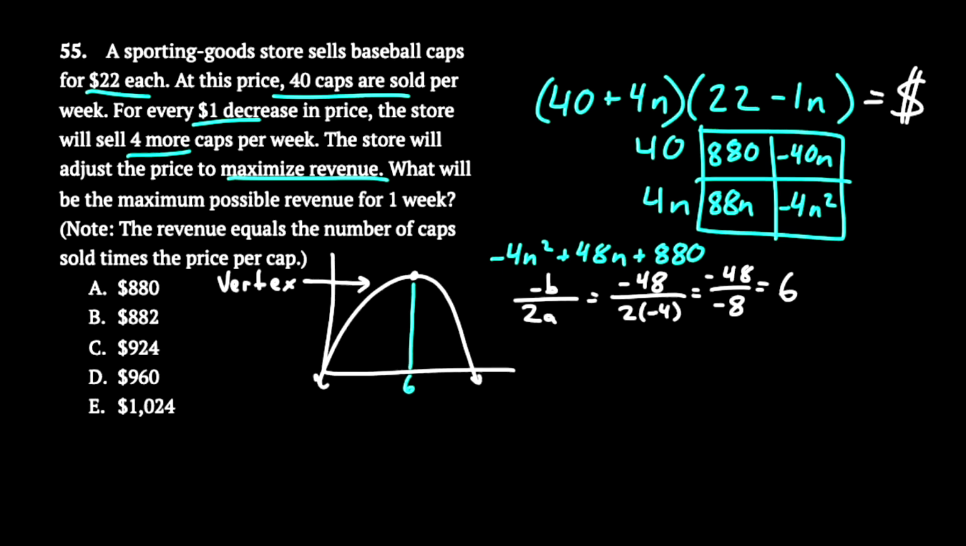But if I want the maximum revenue, remember that's like the y value for the vertex. So then I just have to take that 6 and plug it back into this expression to see what the output would be. So negative 4 times 6 squared plus 48 times 6 plus 880. And at this point, you just need to type this into your calculator. So I just did that on Desmos, and I got 1024, which would be E.